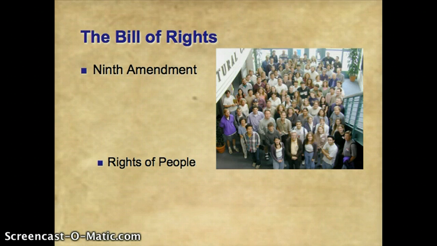Our last two amendments, the Ninth and the 10th, are kind of the catch-all amendments. The Ninth guarantees the rights of people, and it says basically that there are some rights that haven't been listed in the Bill of Rights. But that doesn't mean that people don't have those rights. They'll just have to be addressed later on or as they come up. One of the most recent cases of this was the right to privacy, a debate over whether or not the government had the right to tap people's phone lines without them knowing that their phone lines were being tapped.